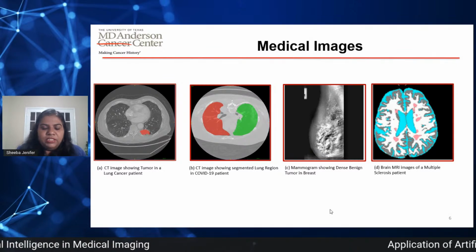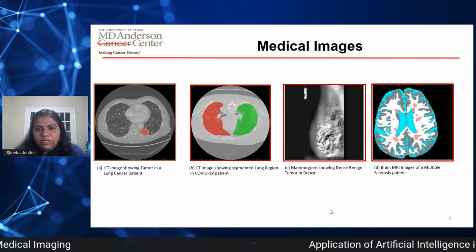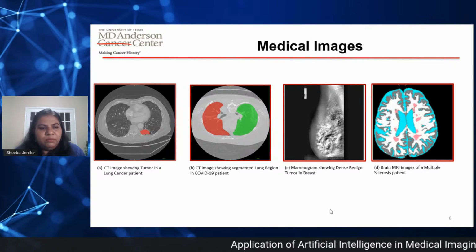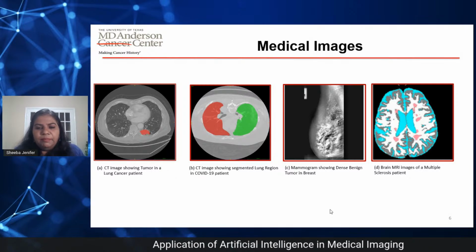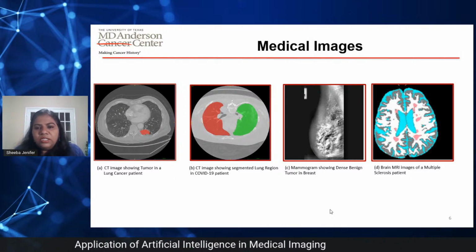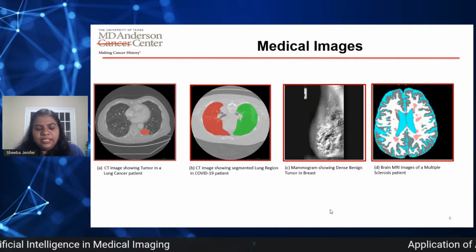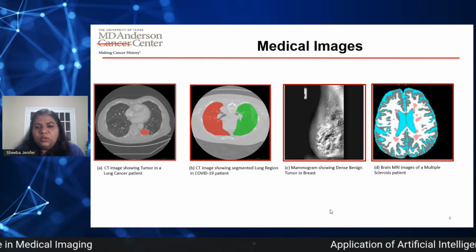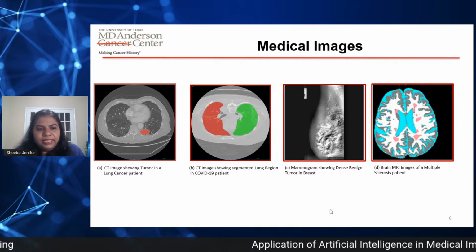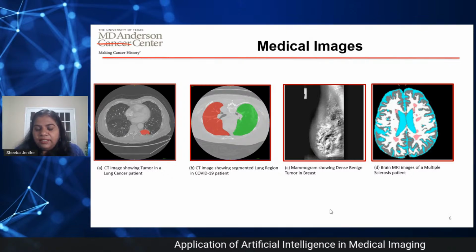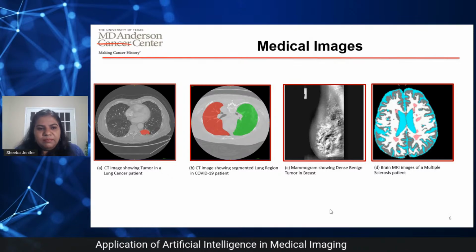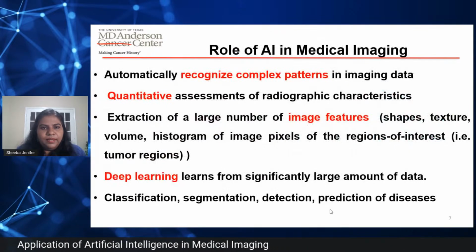So day to day in my lab as a researcher, I work on these CT images and PET images to closely look at the diseases that are highlighted in these images and use algorithms to either predict disease, diagnose, classify, or segment these images.